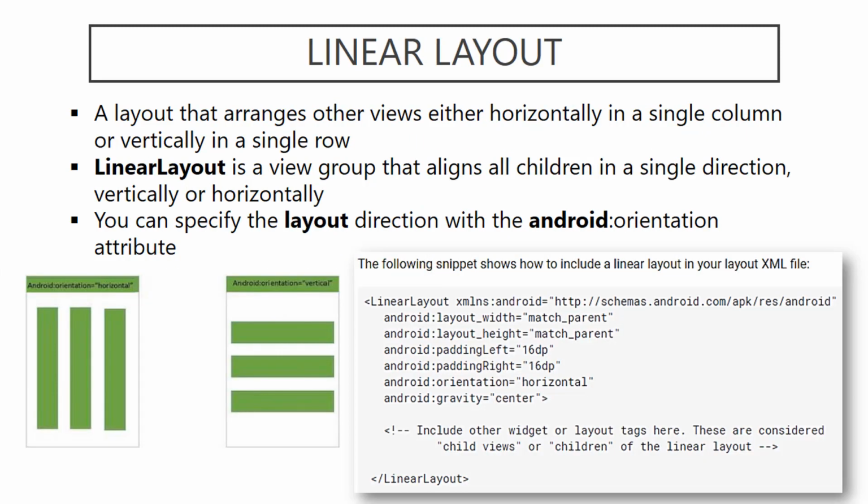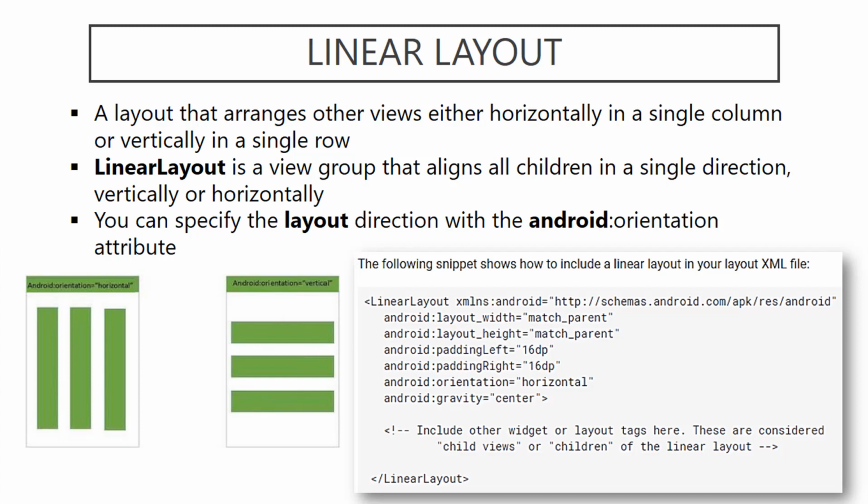The linear layout is one of the first layouts that is very simple and easy to implement. This is a layout that simply arranges the views in either a horizontal or vertical direction. So horizontally in a single column or vertically in a single row. Okay, so don't get that confused. When we talk about horizontal, you're referring to a column, okay? And when you're referring to a vertical, you're actually looking at a single row.